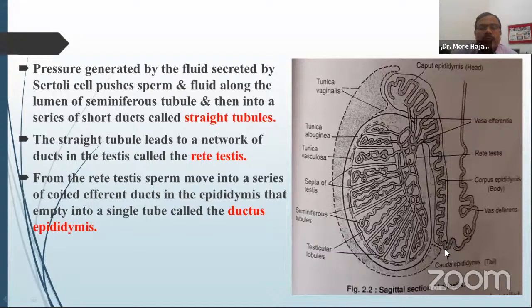Here behind the testes, the structure which is present is called the epididymis. This epididymis is divided into three regions. The top portion is called the caput epididymis. The tail portion, through which the vas deferens comes out, is called the cauda epididymis, and the middle portion is called the corpus epididymis, or the body. Okay, now come to the next slide.